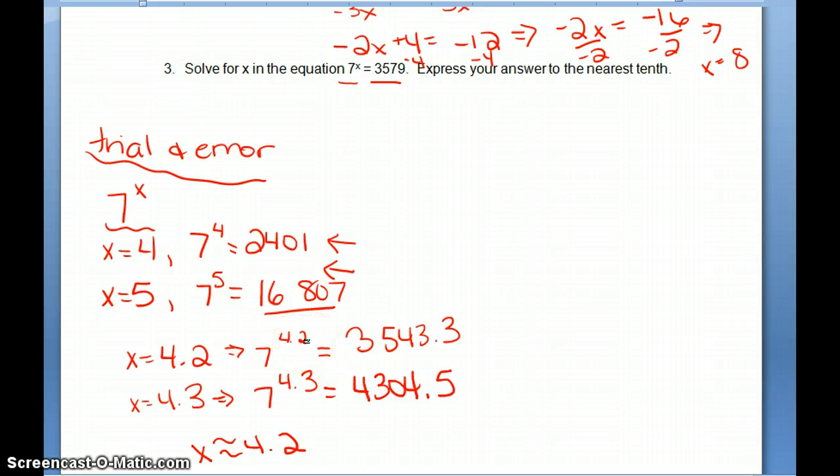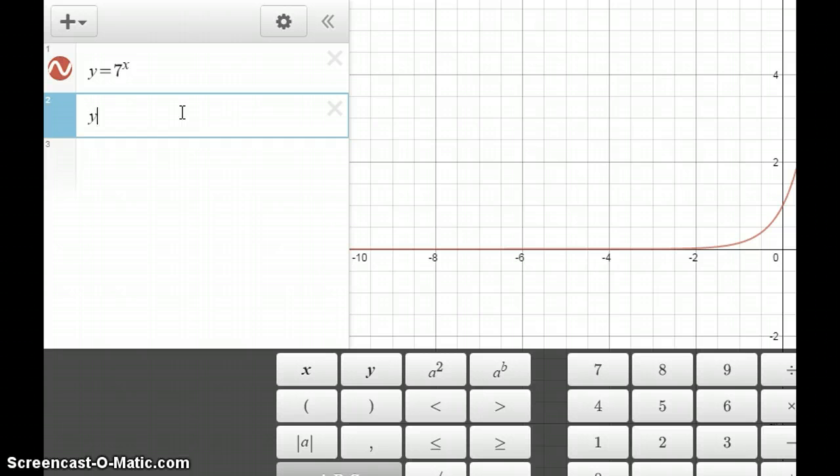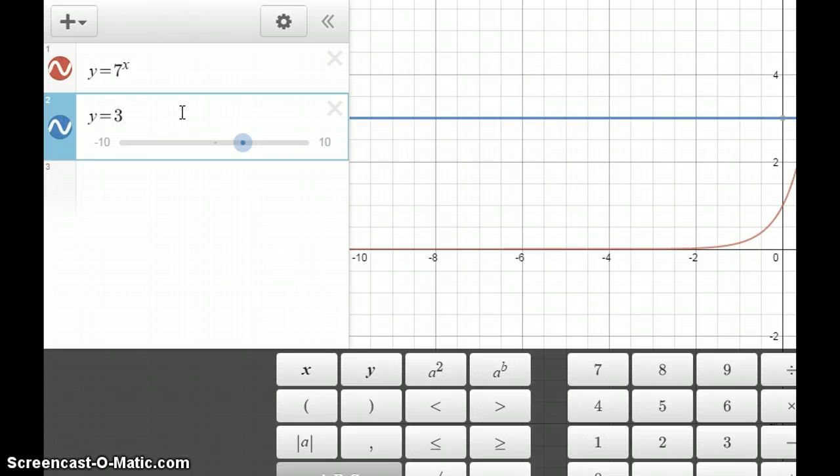Some people prefer it, but if you want to try the graphing method, that is absolutely fine. So I'm going to quickly switch over to our graphing calculator to try this out. Alright, so I've got my graphing calculator out here. The first method is that when we're graphing to solve, you could solve each side independently. So we could graph y is equal to 7 to the power of x, and then we can graph the right side, which is y is equal to 3,579, and look at where those graphs intersect.